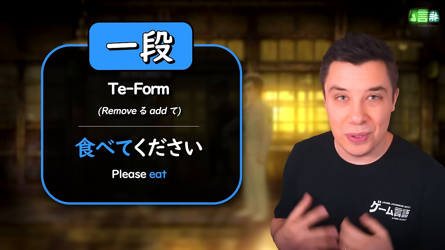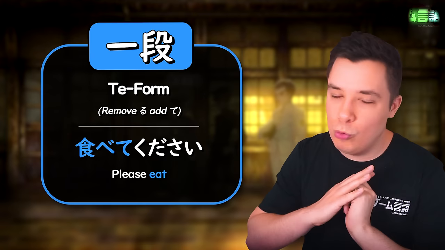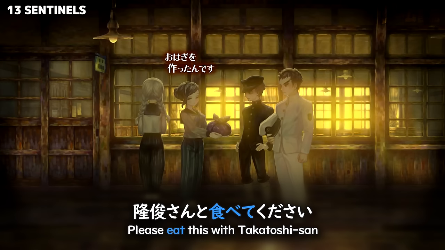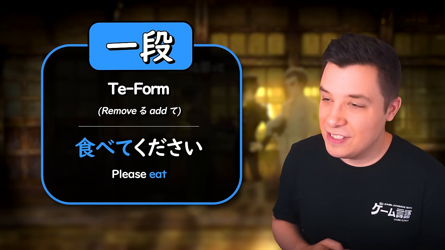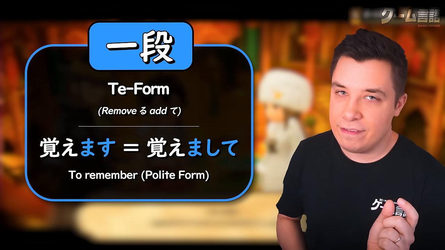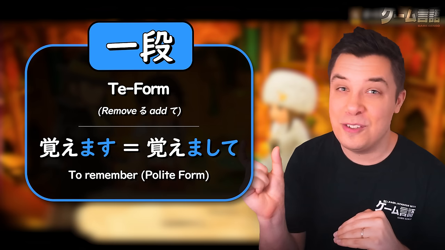You can also see the te form being connected to a whole range of different types of language. Like here, being connected to kudasai, please. So, tabete kudasai, please eat. So the te form is a very useful piece of conjugation. You're going to be seeing this all over the place. Now, there is actually a te form in polite speech as well. Instead of masu, now we have mashite. And so all you have to do is drop the masu and add mashite. Like here, oboemashite, to remember something.